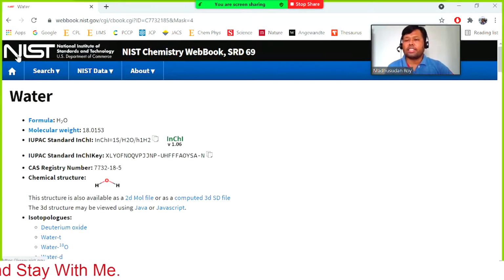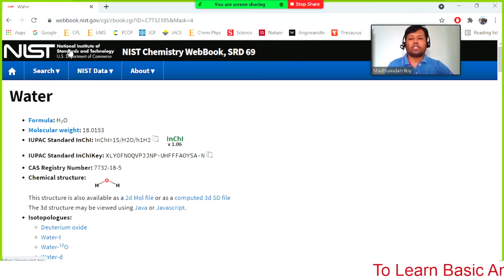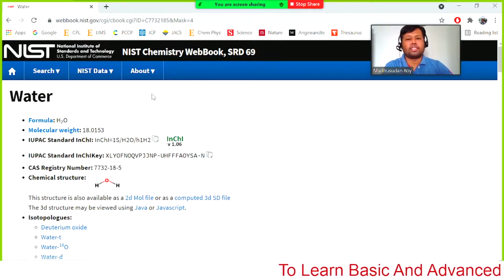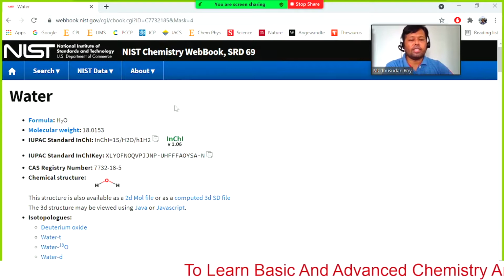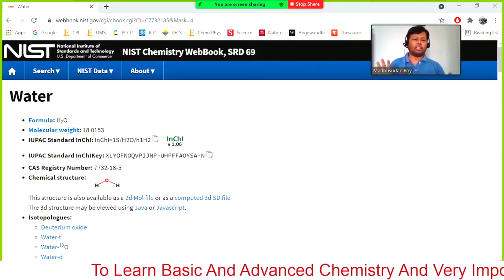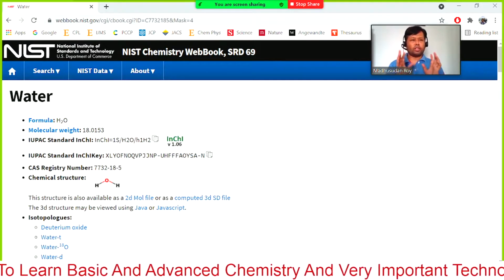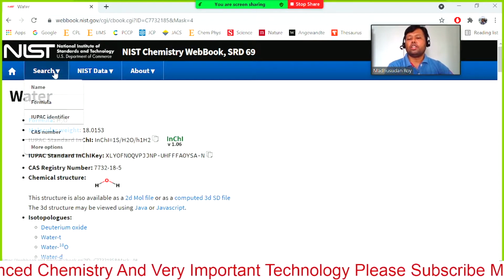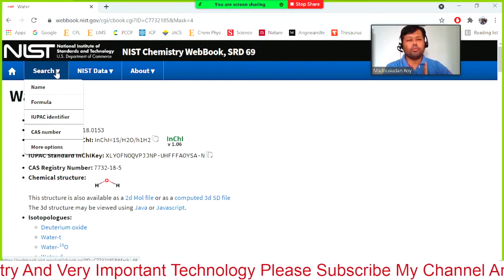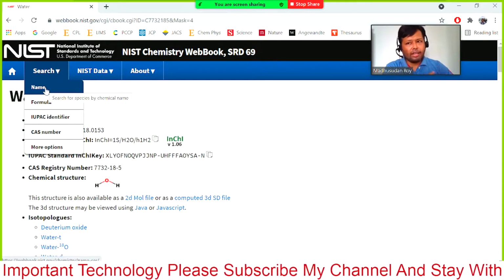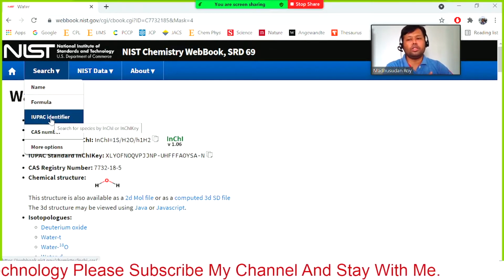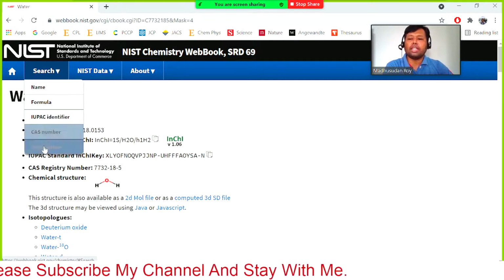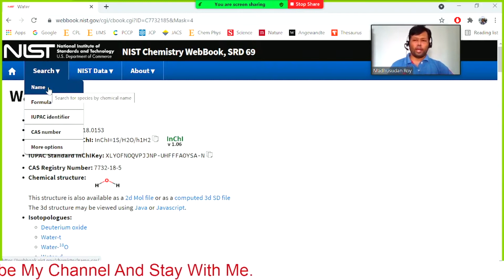If you go to NIST, this is the American website, National Institute of Standards and Technology, of the US Department of Commerce. They are providing the service, and whatever scientists all over the world get for different molecules, they update the information on this website. You can search for most molecules by name, formula, IUPAC identifier, CAS number, or different other ways.